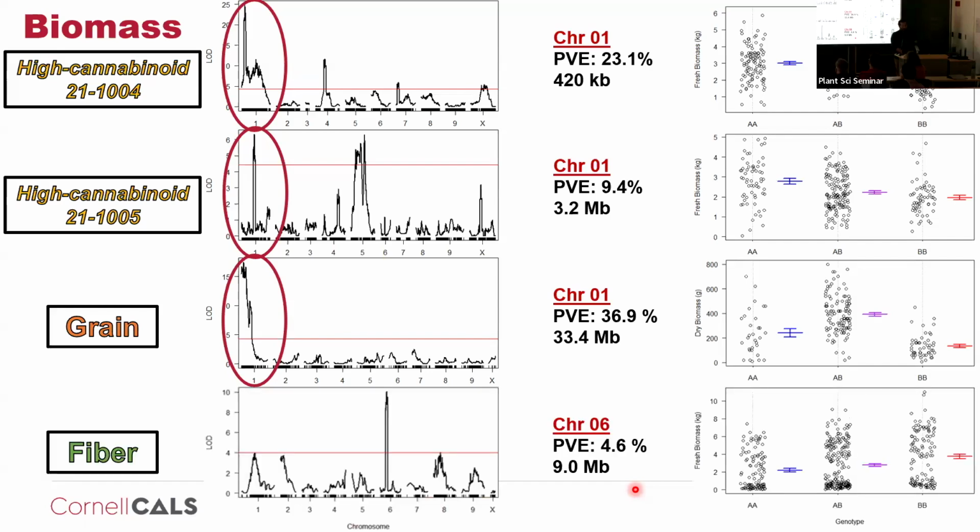But in the fiber, however, we don't observe that peak in chromosome 1 that should coincide with flowering time, but instead it's only in chromosome 6, which is very interesting for us. However, it doesn't explain that much of the variance, but is interesting nonetheless.